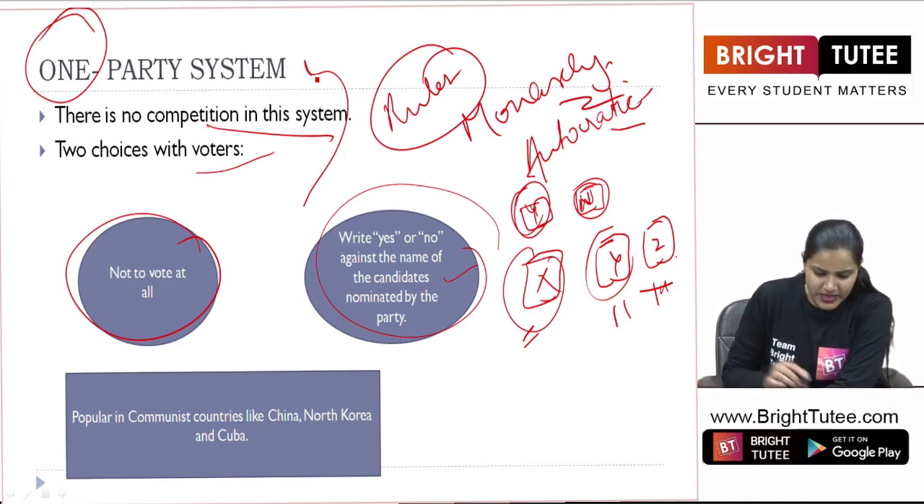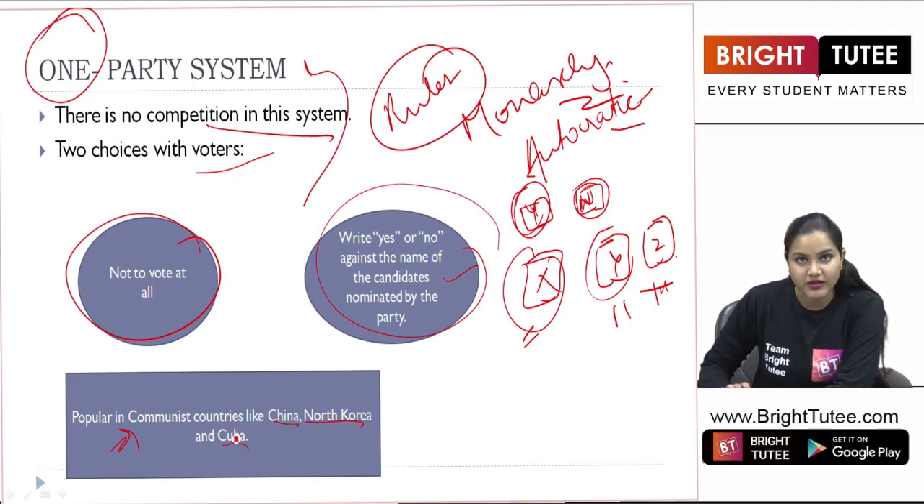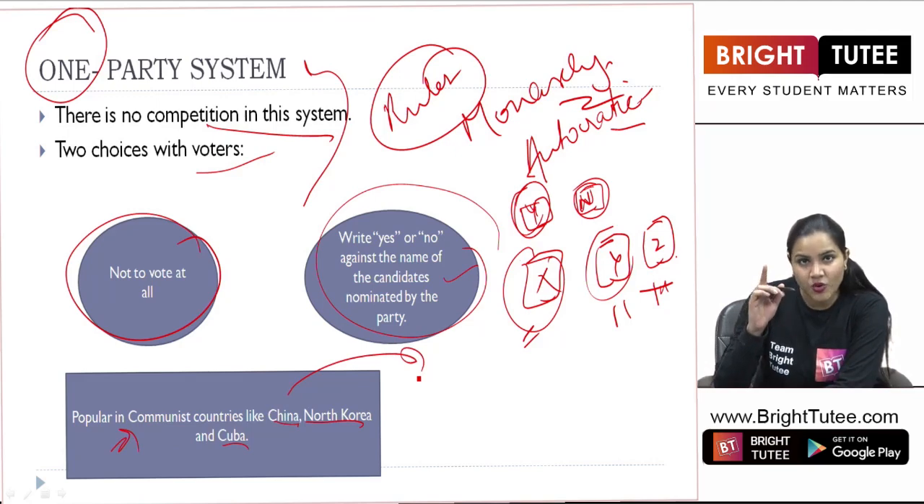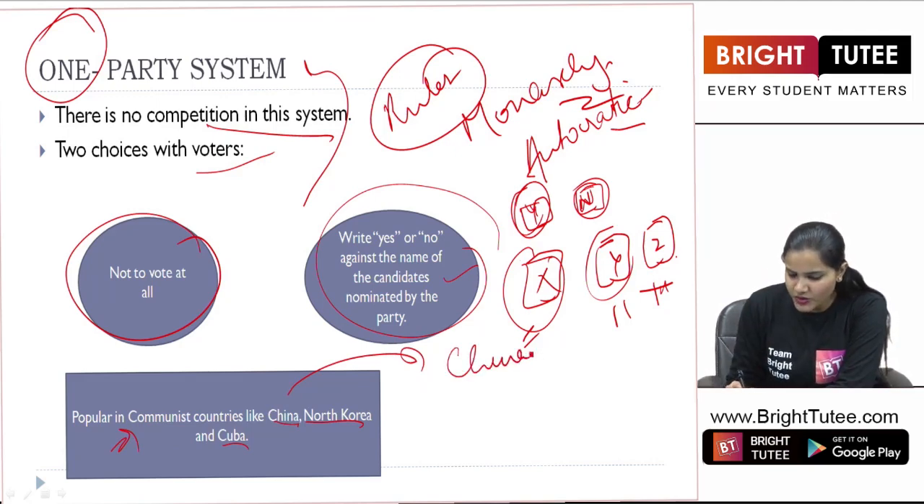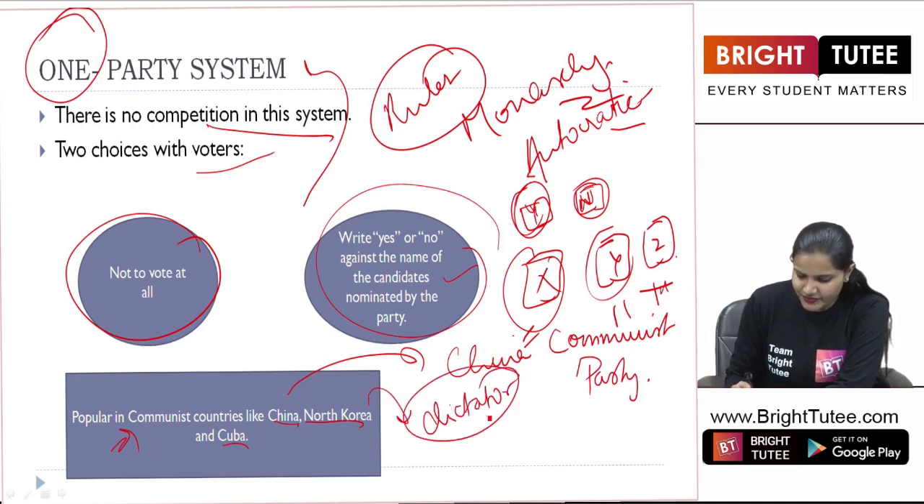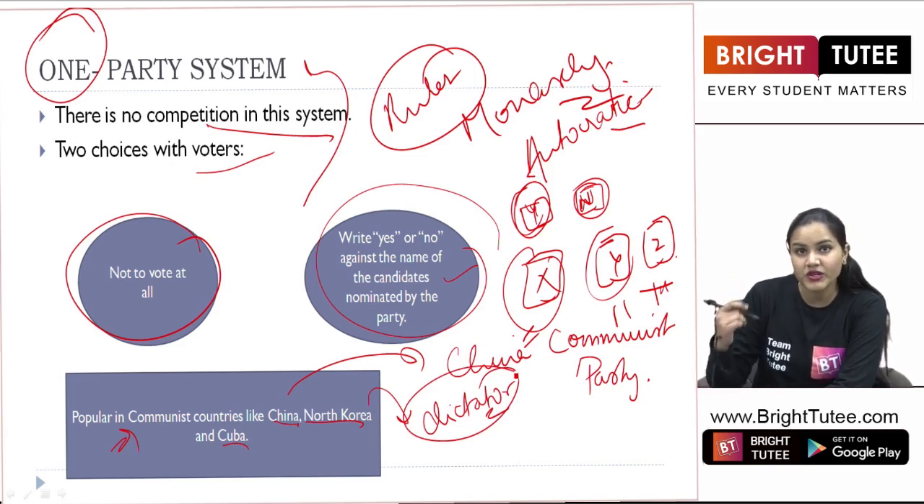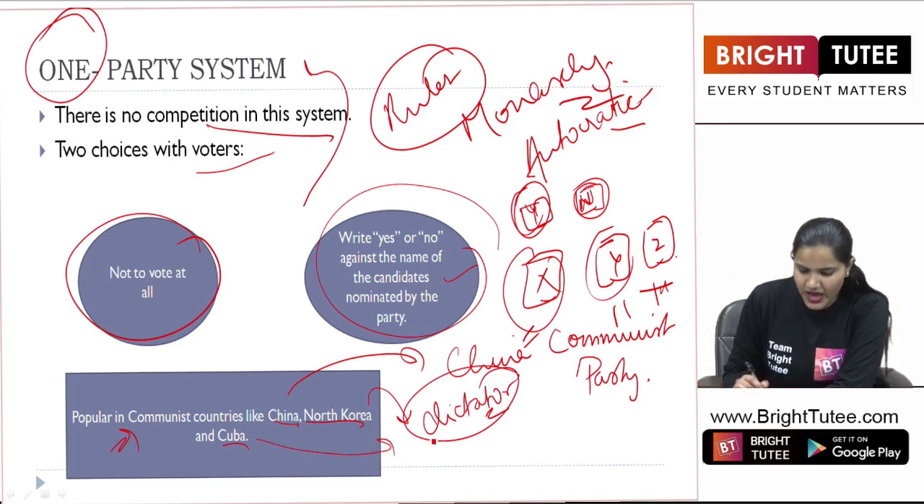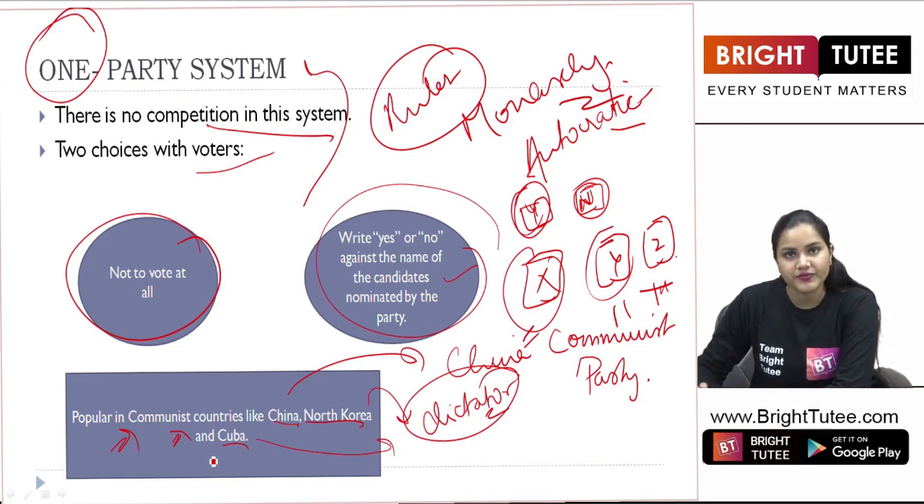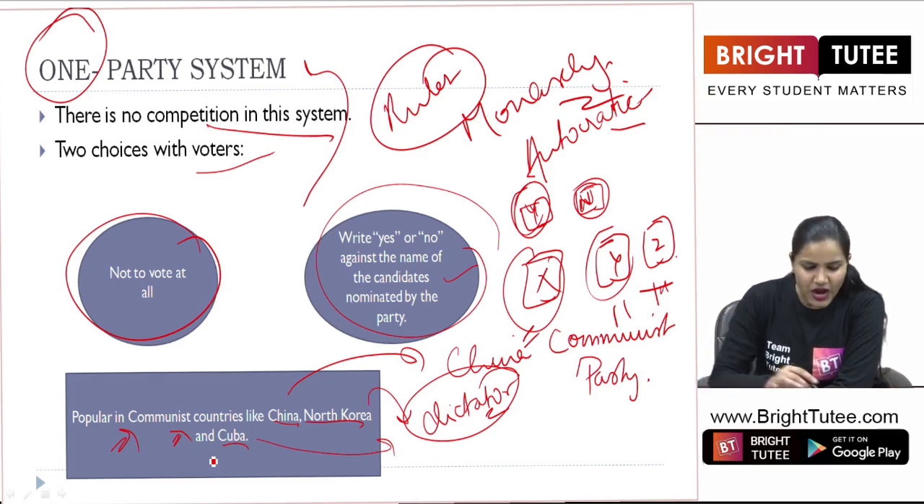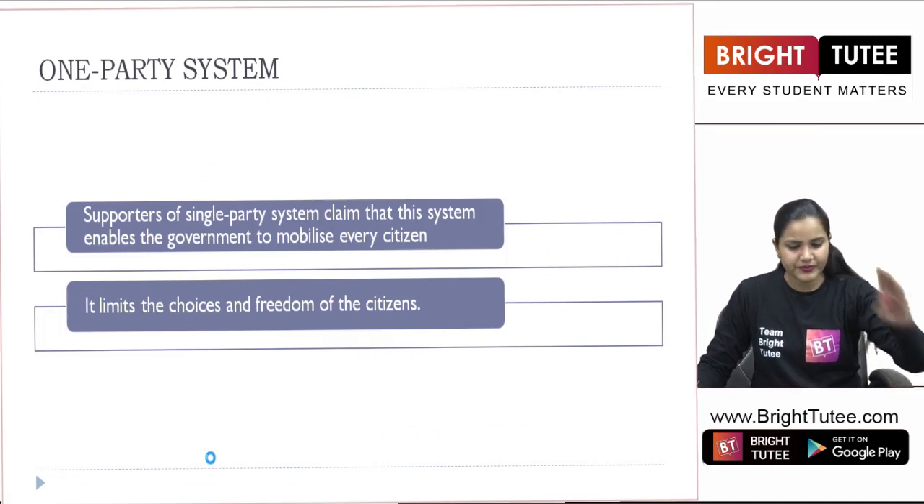Now, examples of the one-party system can be seen in communist countries like China, North Korea and Cuba. In China, we know that only one party is ruling, the Chinese Communist Party. When we talk about North Korea, we know that there is a dictatorial rule there. Only one person is ruling. In Cuba also we have a communist country where we have this rule. So there is only one party ruling in that particular region. So you have understood the one-party system here, students?